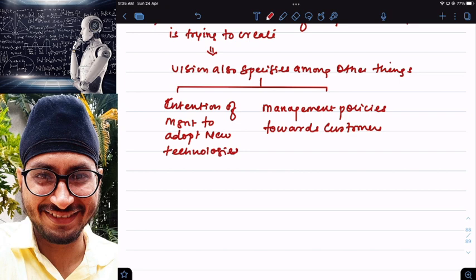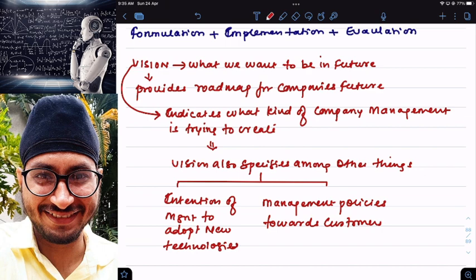So what is vision? Vision is something we want to be in future. What am I today? That is mission. What I want to be in future? Vision. That is why we can say it is a roadmap of the future of the company, not the present. What am I doing at present is not vision, that is mission. What I want to do in future is vision.